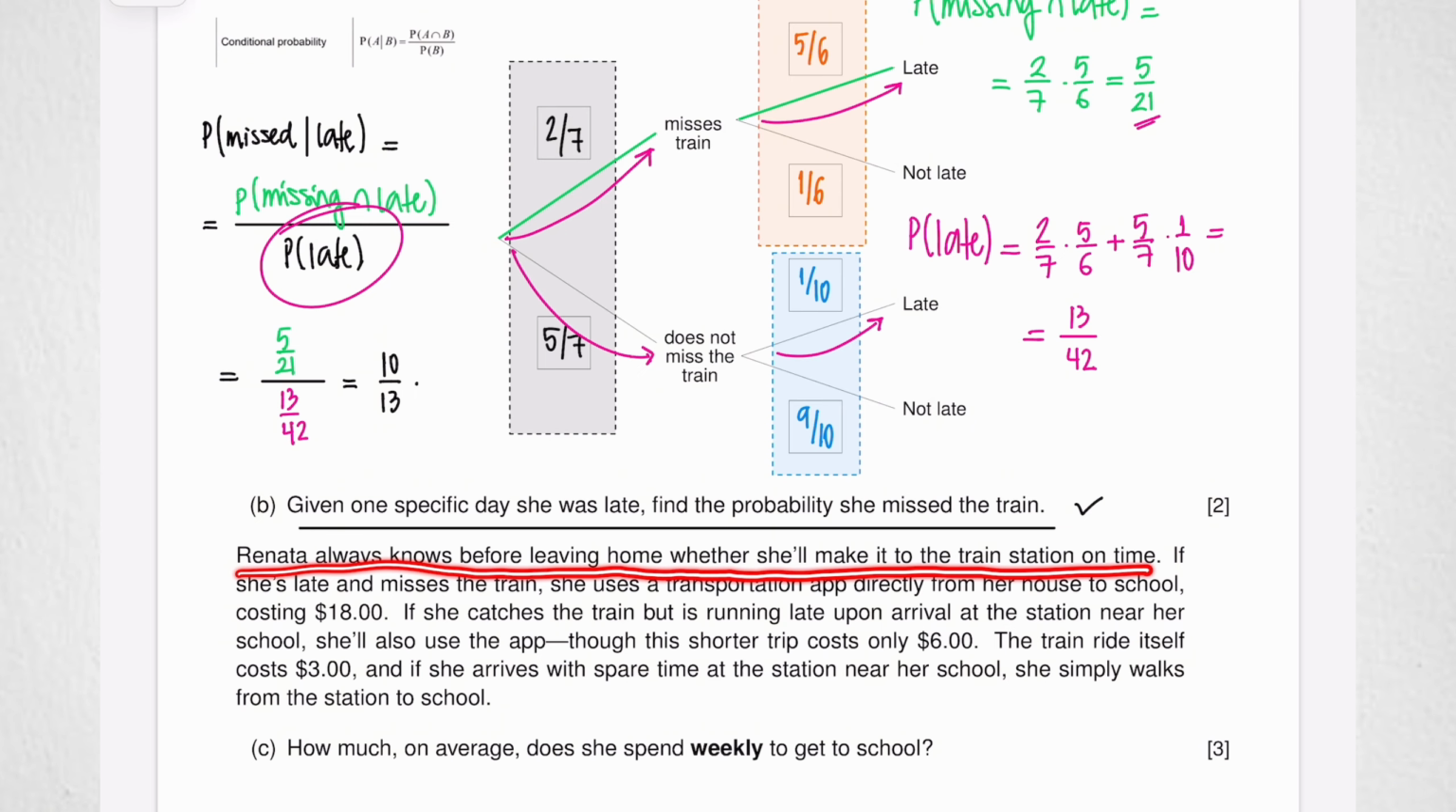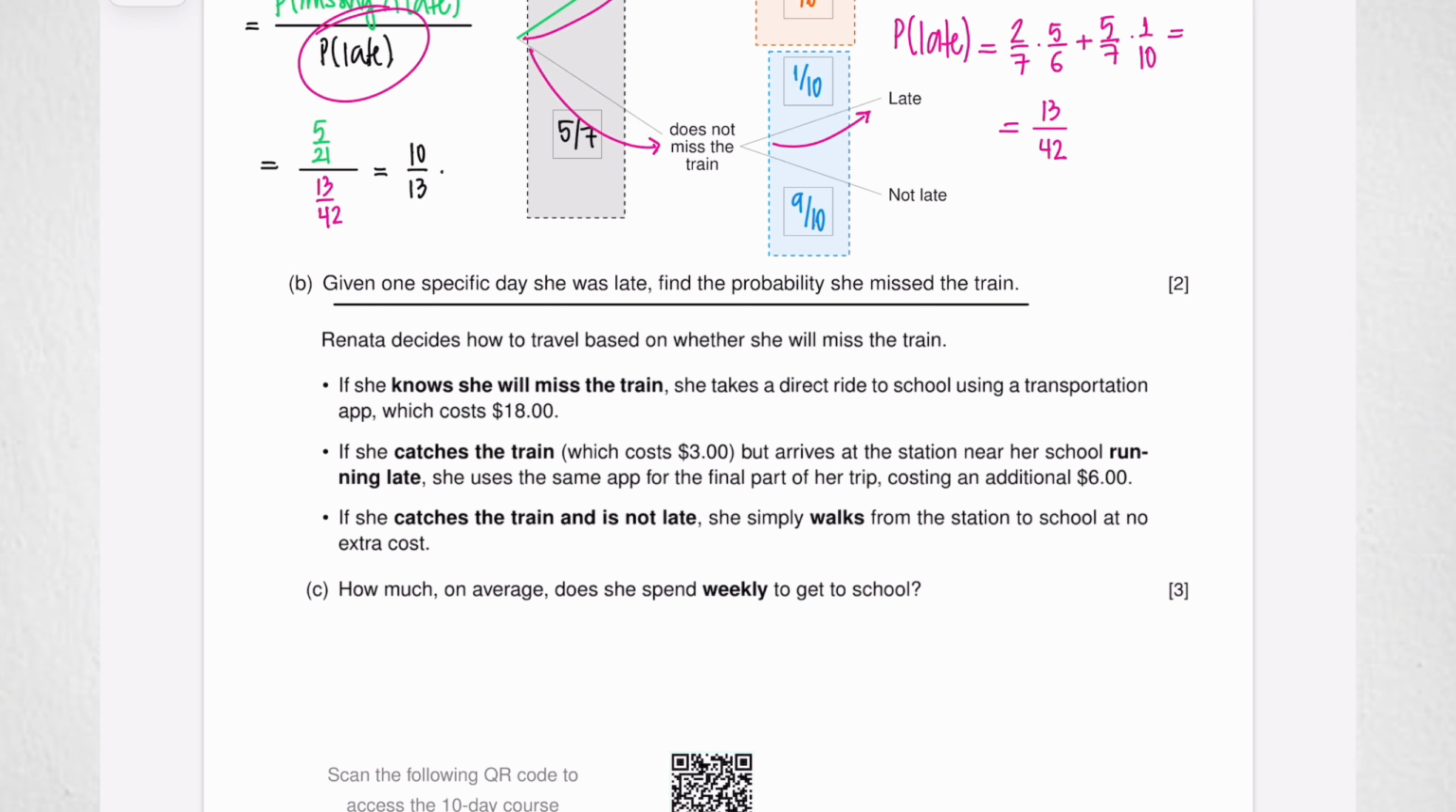All right, so on to the most interesting part, which is question C. Hinata decides how to travel based on whether she will miss the train. What does that mean? It means that she's going to consider different options according to whether she can catch the train or not. If she knows she'll miss the train, let's say she's getting dressed, for example, at home and she runs late, so she knows she's not going to be able to take the train. She takes a direct ride to school using a transportation app, which costs $18. What this means is if she misses the train, this will cost her $18.